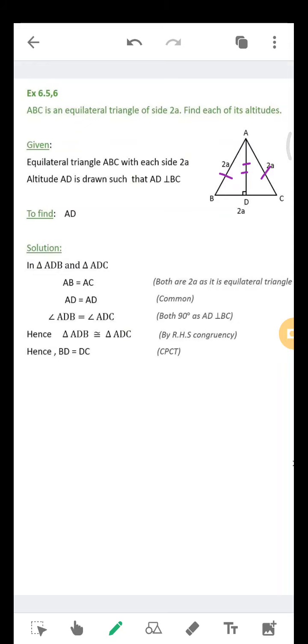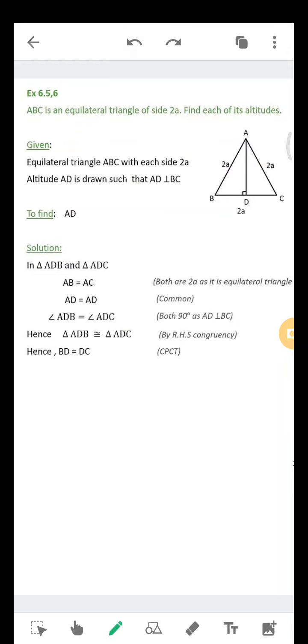So this is right angle. So ADB is equals to ADC. We have got three parts of this triangle equal to the three parts of the other triangle, that is our right angle, hypotenuse and side. So I can say these two triangles are congruent by RHS congruency rule. Hope you all remember the RHS congruency rule which we did in 9th class.